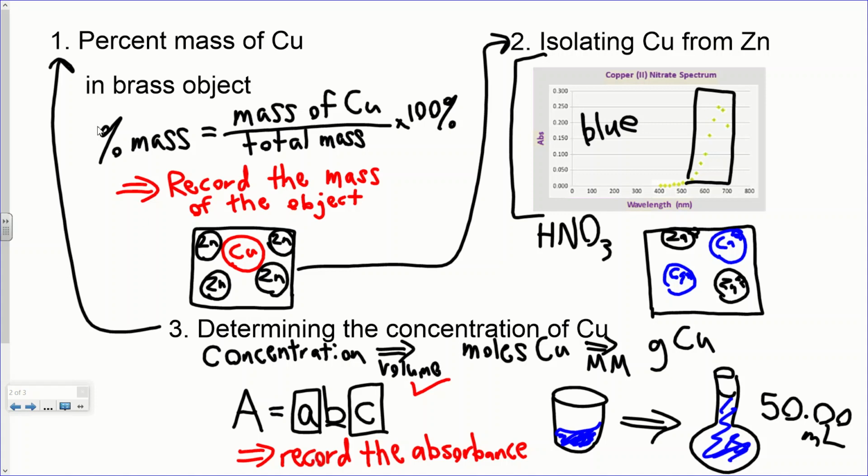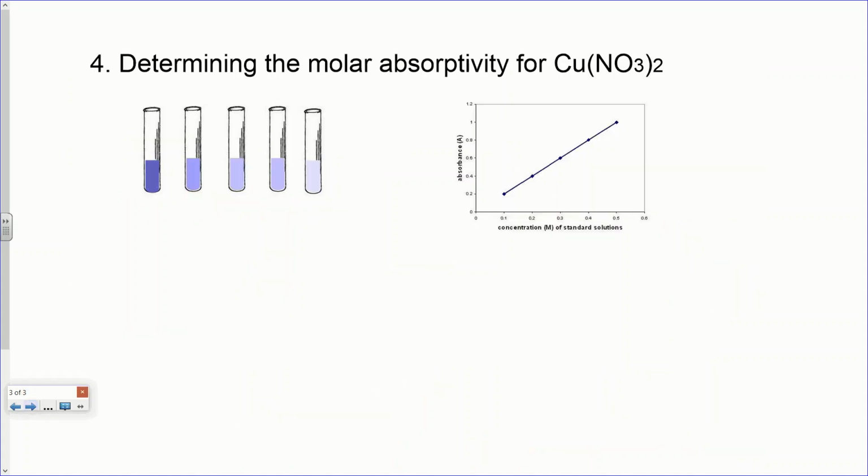We're going to record our absorbance. And then the only thing left that we need to figure out in order to find the percent mass of copper is that molar absorptivity value. In order to find the molar absorptivity value for copper nitrate, we're going to have to do a serial dilution, which many of you have been able to do in class already.